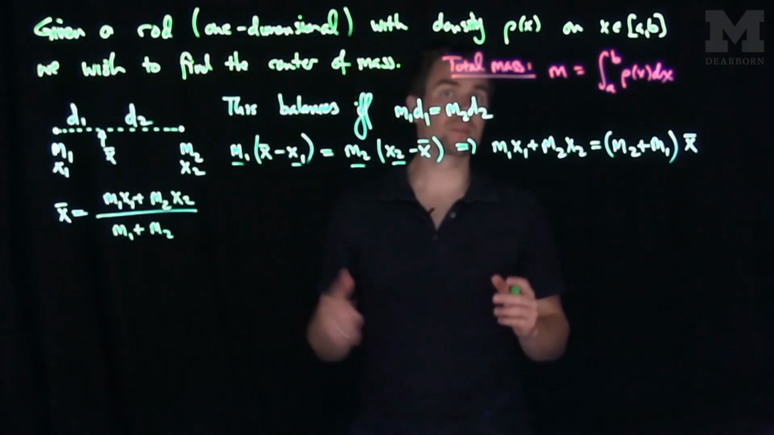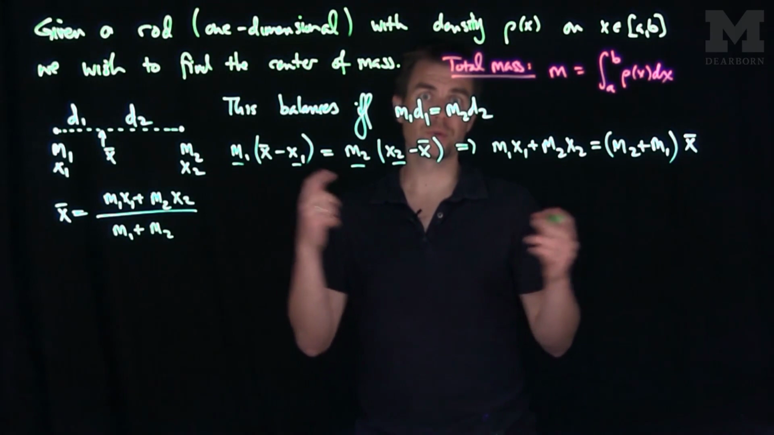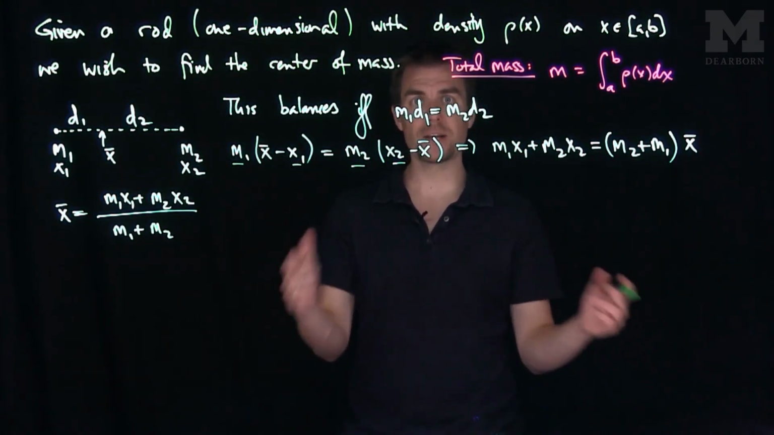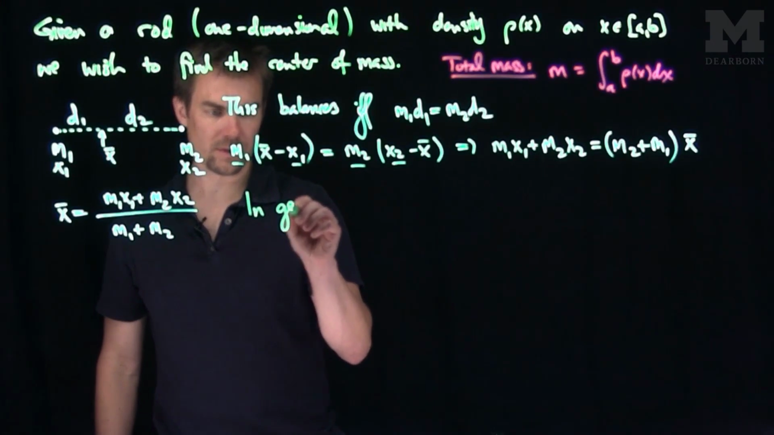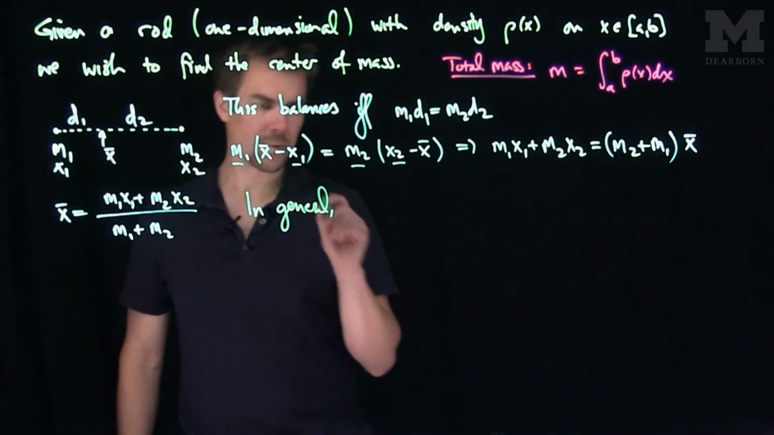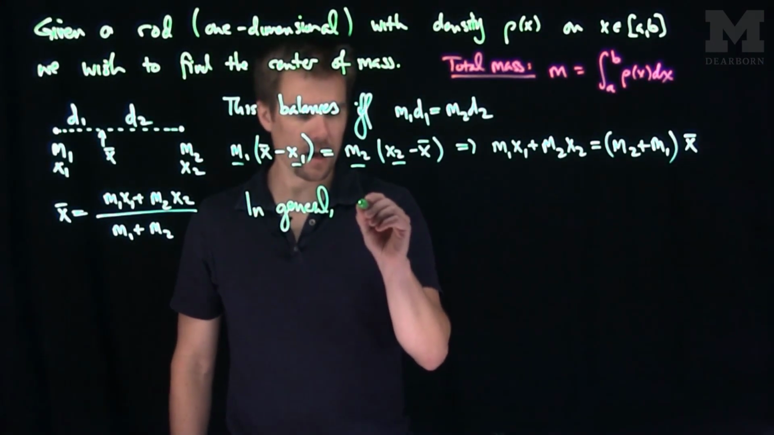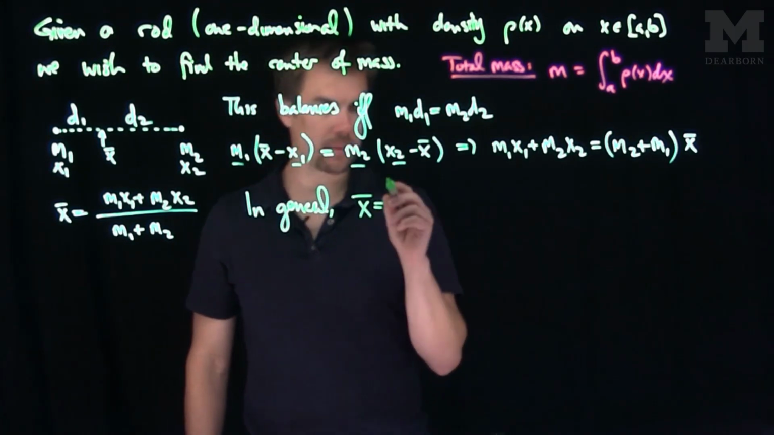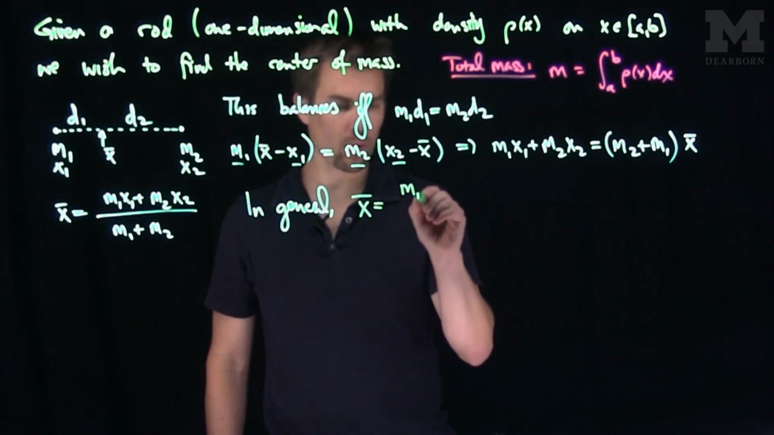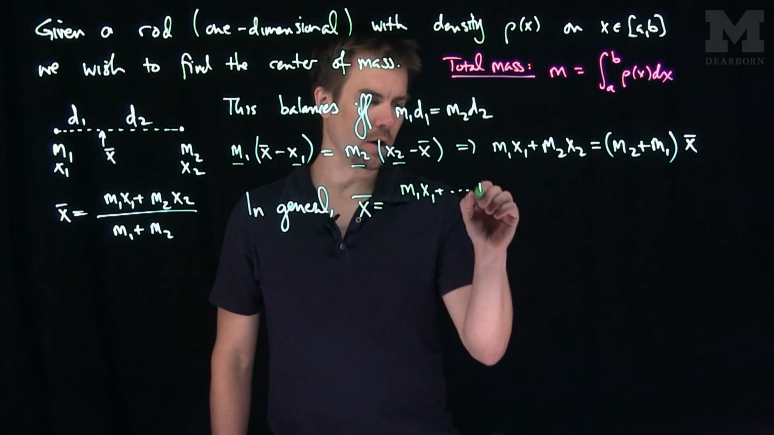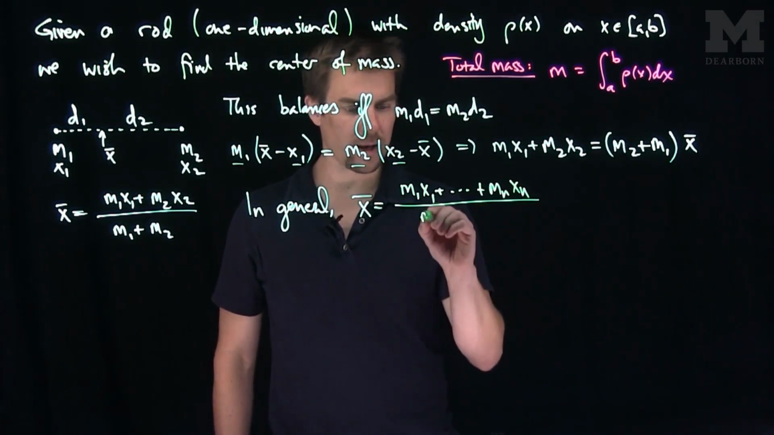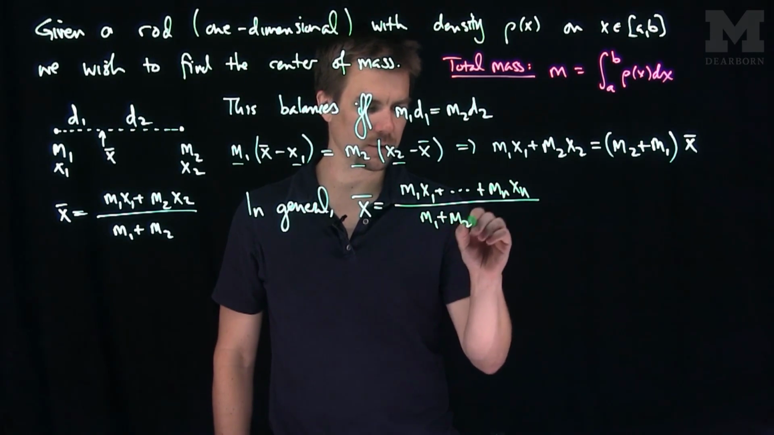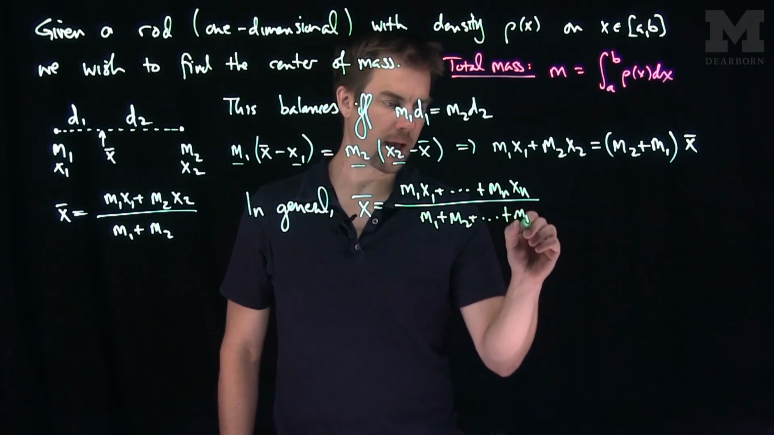Now, the same argument works for any number of masses. So I can extend this from two masses to any arbitrary number of masses. So in general, the same argument shows that x bar, the center of mass for n masses, will be m1 x1 all the way down to mn xn, all divided by m1 plus m2 up to mn.